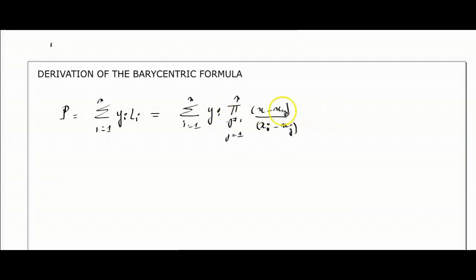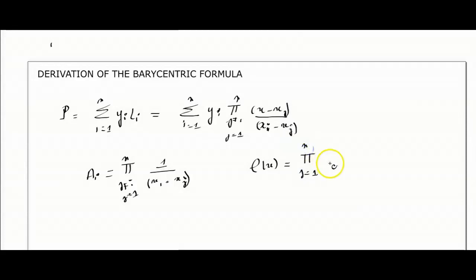Now we will express the denominator. I will call ai this expression, the product of 1 over xi minus xj for j different than i and j going from 1 to n. And the numerator, I will call it here L of x because it's a function of x. Here it is the product for j equals 1 to n of x minus xj.